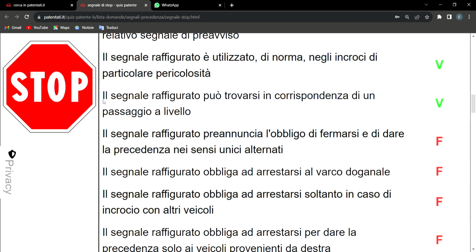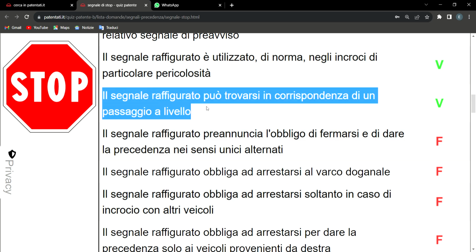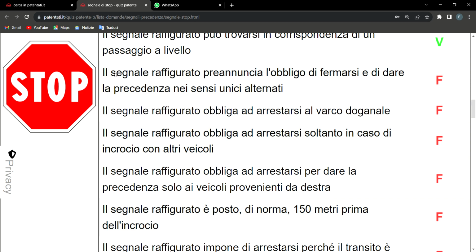And again, il segnale raffigurato può trovarsi in corrispondenza di un passaggio a livello. So he says in some cases, this very sign that is here, you may also find it at a train line. When we are talking about passaggio a livello, we are talking about the train line. And the answer is falso. So that is for that.